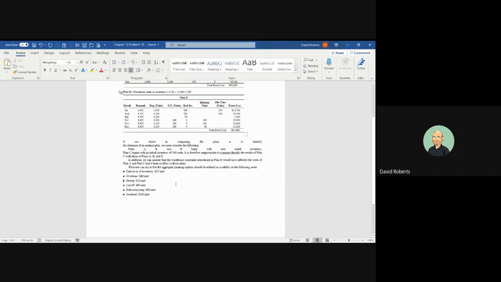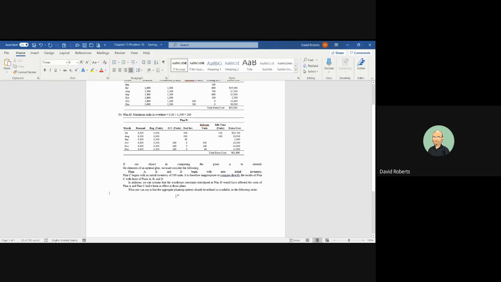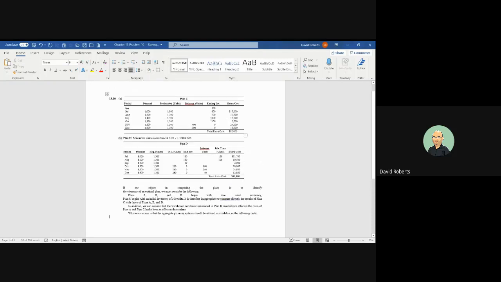And so you're given the information at the bottom. Again, it just summarizes the hiring and layoff costs and things along that line. Actually, I will take that out. All right, so just ignore that. So out of these two, C and D, D is better than C.